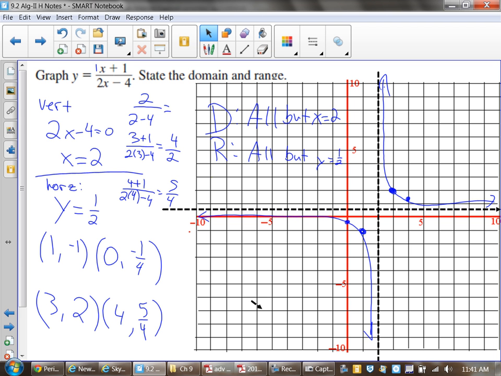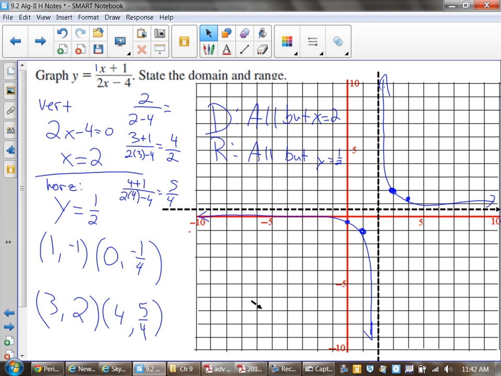Could you write domain like not equal sign to 2? What's not equal to 2 though? Domain or x? See what I'm saying? By just writing all but x, you can write all x not equal to 2 if you want.